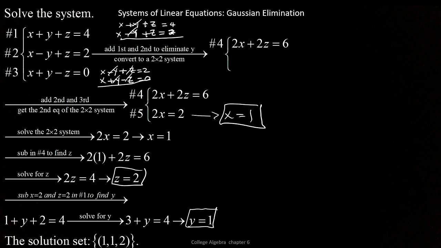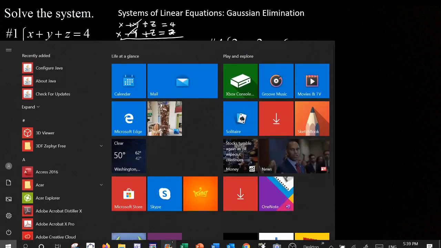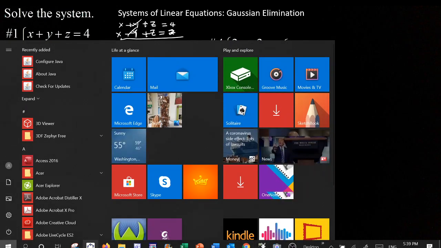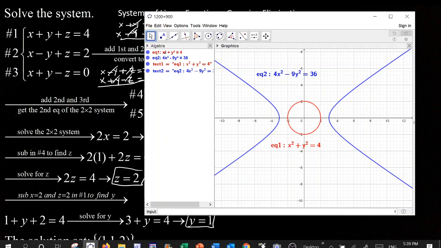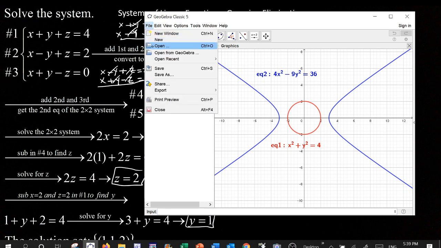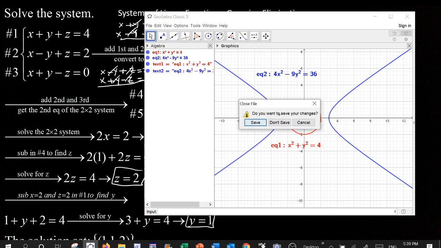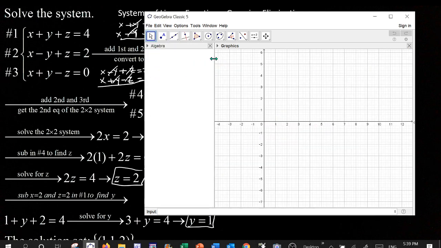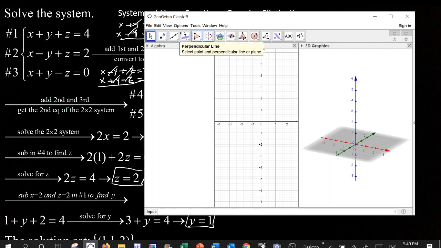All right, now what is the geometric interpretation of a 3 by 3 system? Let me get rid of that. What I'm going to do is graph this in 3D so you can see the geometric interpretation.